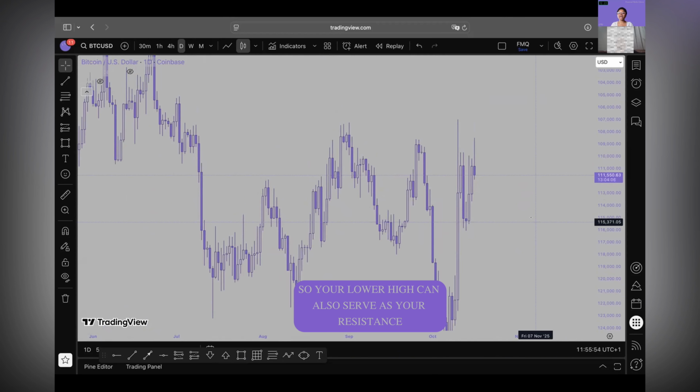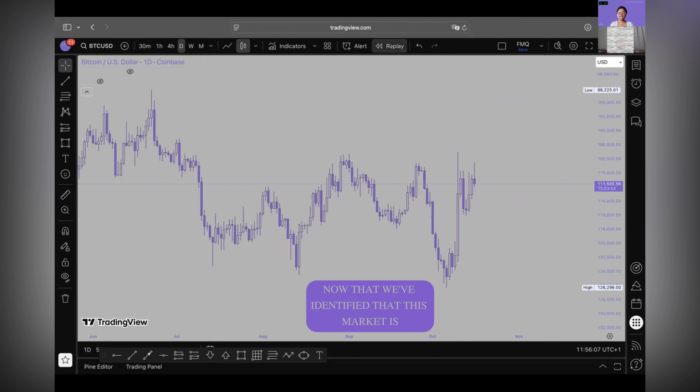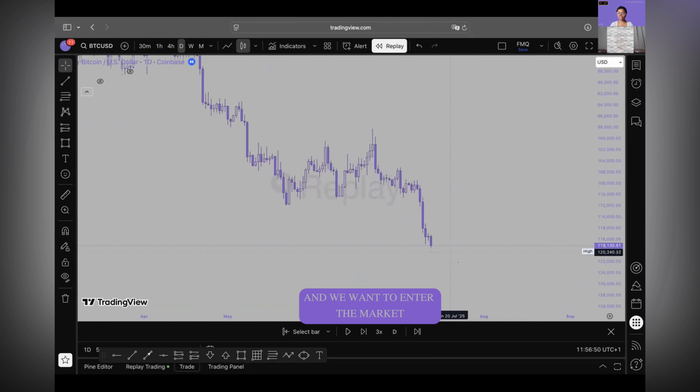So your lower high can also serve as your resistance or supply zone in terms of a downtrend, while in terms of an uptrend, your higher low can serve as your demand zone or your support zone. So now that we've identified that this market is on a bearish trend, let's assume that this is where the price is and we want to enter the market.